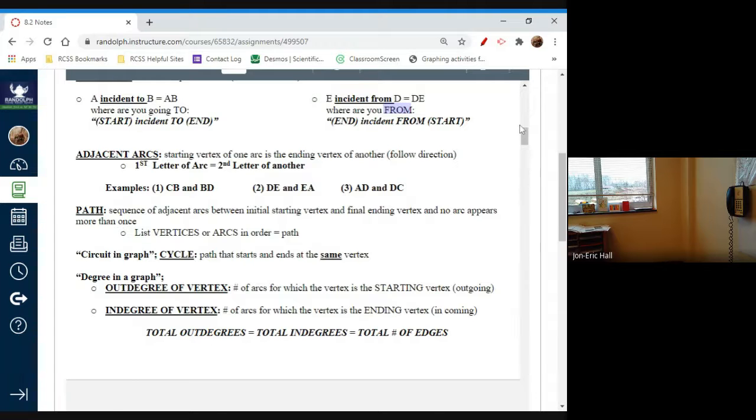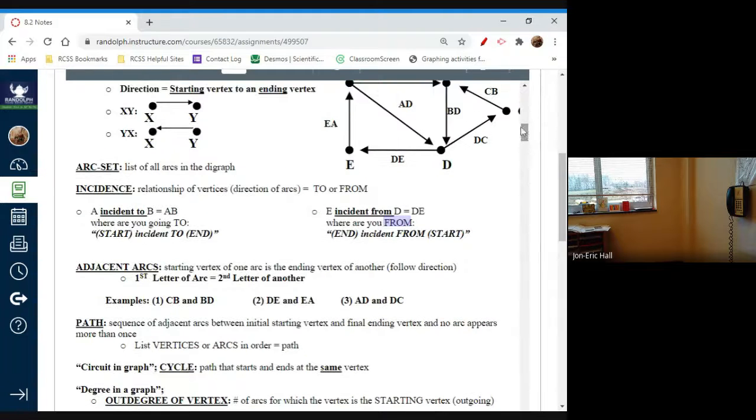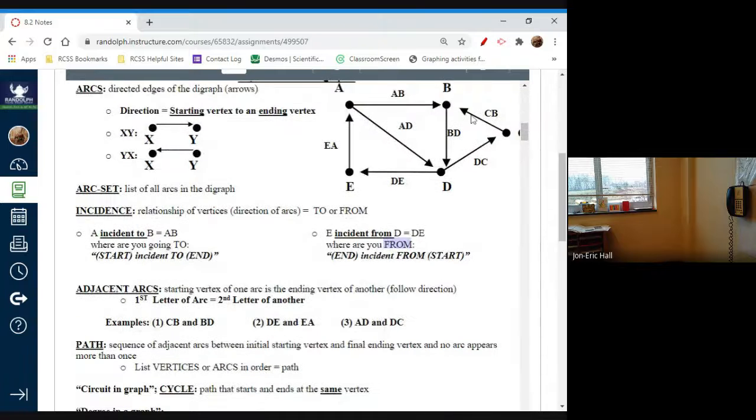Visual representations of this. CB, BD. AB, BD. These are adjacent arcs. EA, AD. DE, EA. Why? I end the first one with the letter and start the next one with that said letter. Make sense?